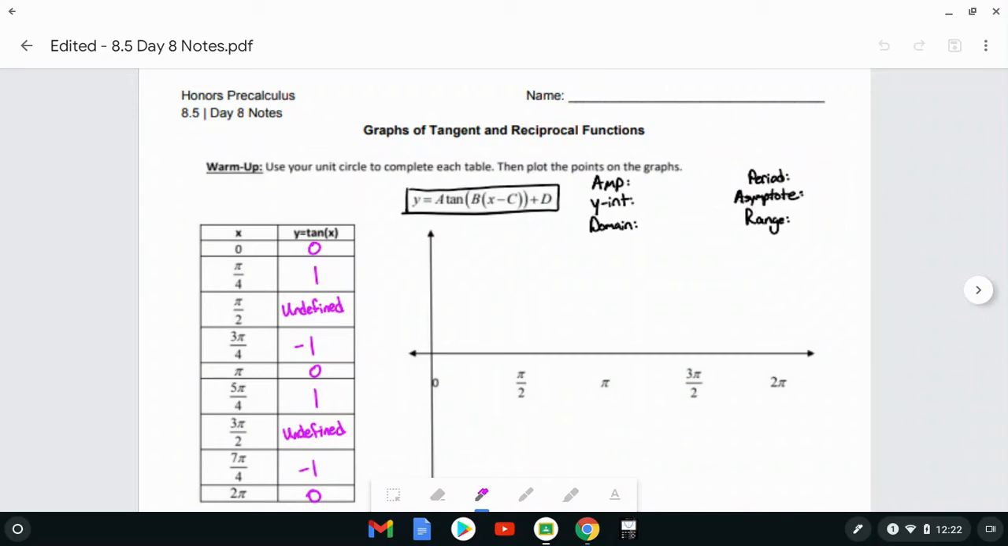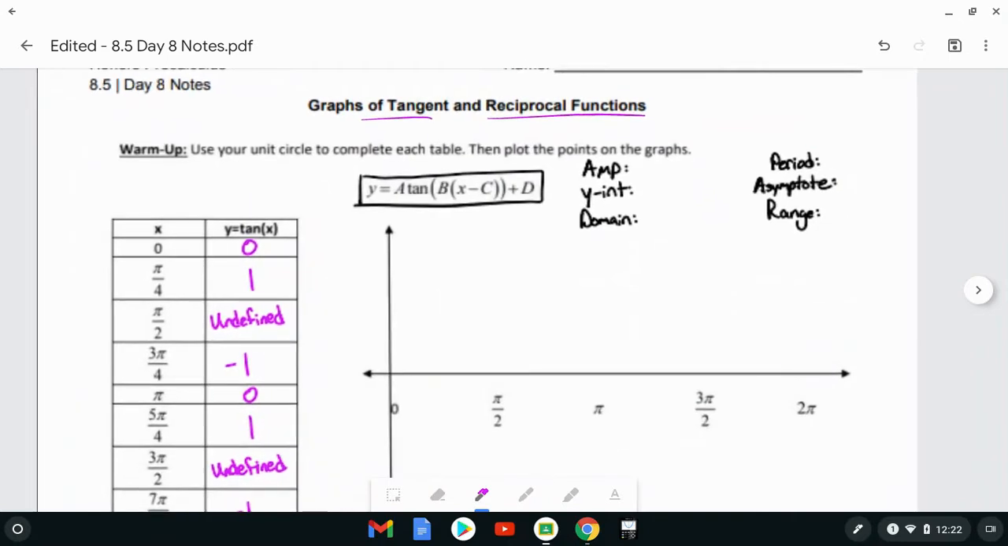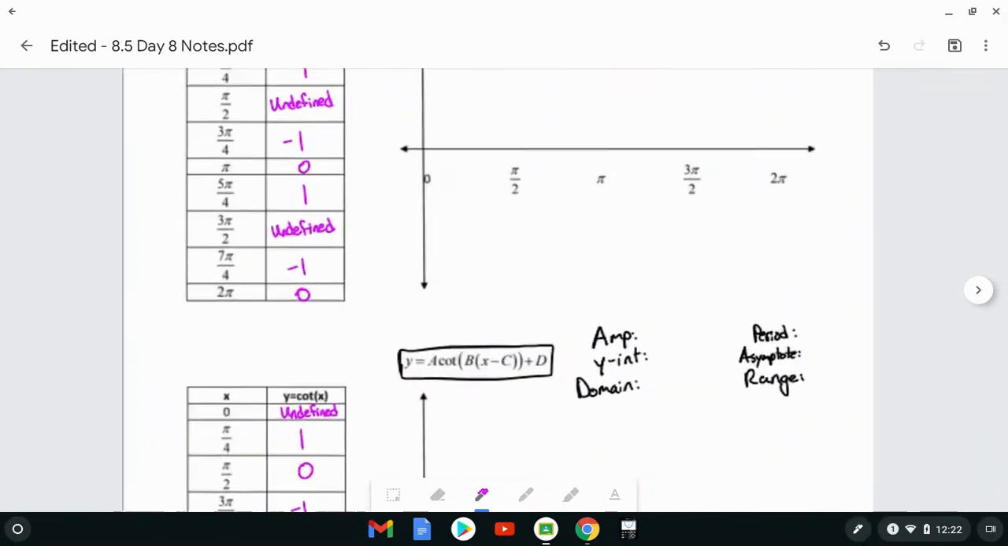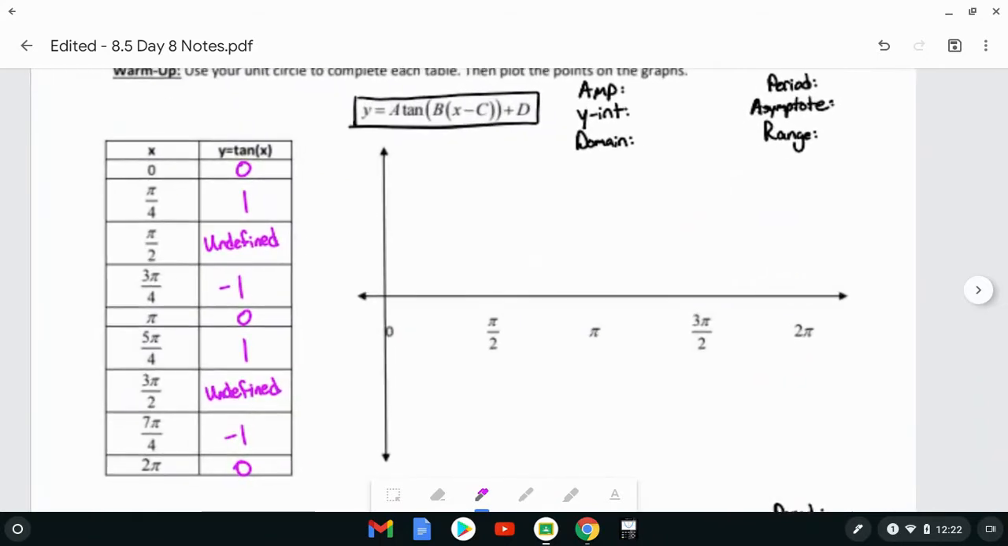For Chapter 8, Day 8, we're going to talk about the graphs of the tangent and reciprocal trig functions. Now, during a normal school year, we would have you, as a warm-up, identify the values in those tables of tangent of x, cotangent of x, cosecant, and secant of x. But given the remote structure and the time constraints during this school year, we're going to go ahead and fill these in for you. If you want to copy them down, you're more than welcome to.